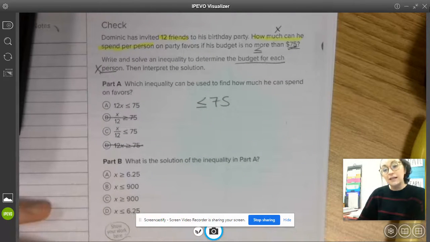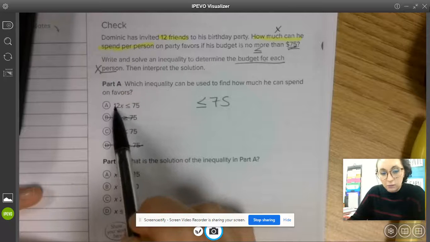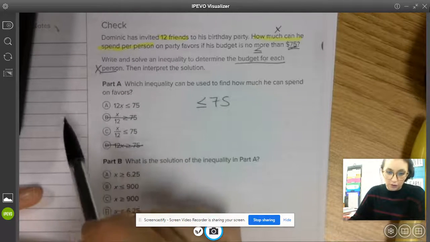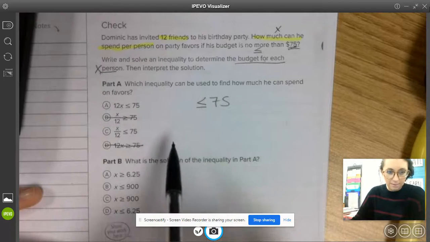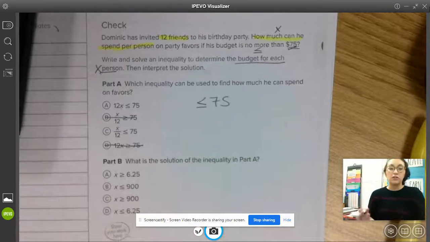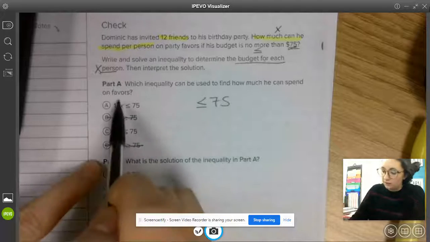Okay, so now I've got to decide, am I going to take my X and multiply it by the 12 people, or am I going to divide it by the 12 people? So, okay, if I have 12 friends and I spend $5 on them, how do I figure out how much money I spent? I multiply it, right? Okay, I do 12 times 5 and I would get 60. Well, I don't know how much I'm spending yet, but I am going to do the 12 times X.